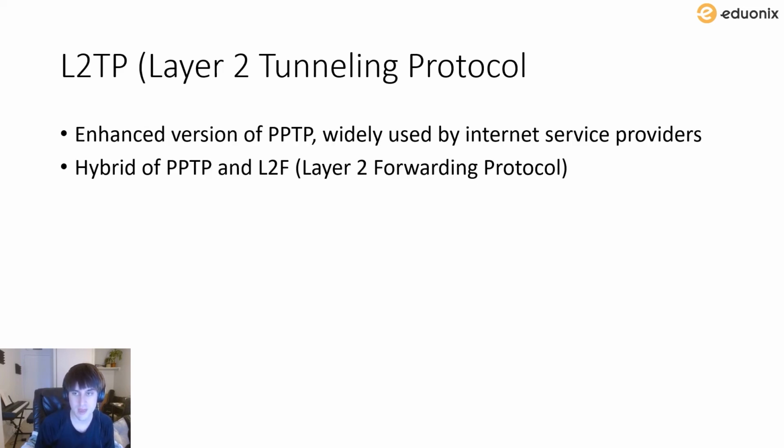One of those improvements is L2TP, or Layer 2 Tunneling Protocol. This is an enhanced version of PPTP. It's actually a hybrid of it and another one called Layer 2 Forwarding Protocol. And it's widely used by internet service providers that enable VPNs. It achieves a lot of the same goals as PPTP, but it does it in a more secure fashion. So it's basically just an improvement on PPTP, and it's the version that's a little bit more widely used.